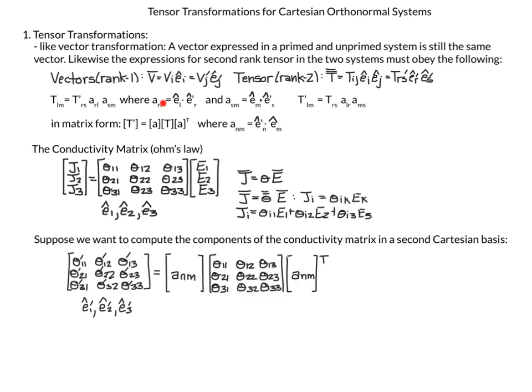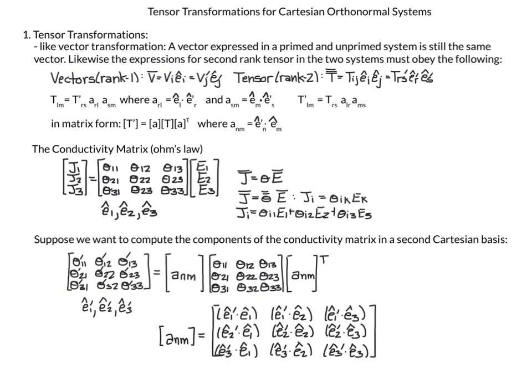And by my formula over here, what I expect is this prime tensor should equal my A_mn multiplied by my unprimed tensor times my A_nm transpose. And then using my formula for A_mn, it will look like this: A11 is going to be e1 prime dotted with e1. So that's what I have here. A11 is e1 prime dotted with e1. A12, coming back up here.